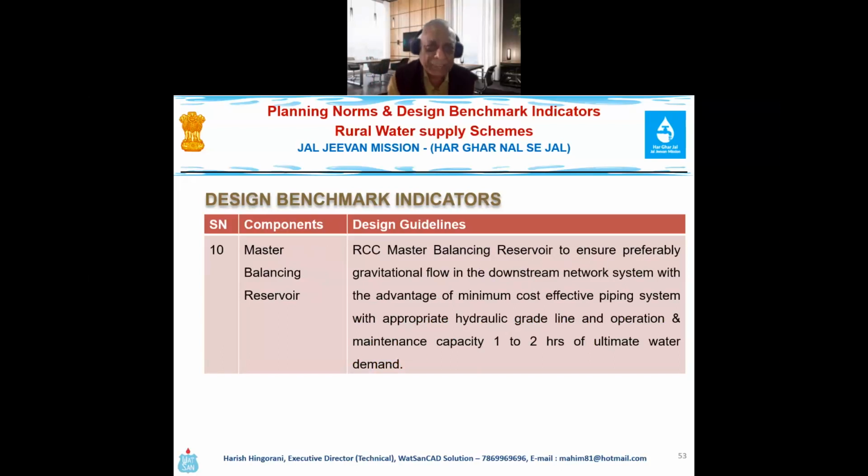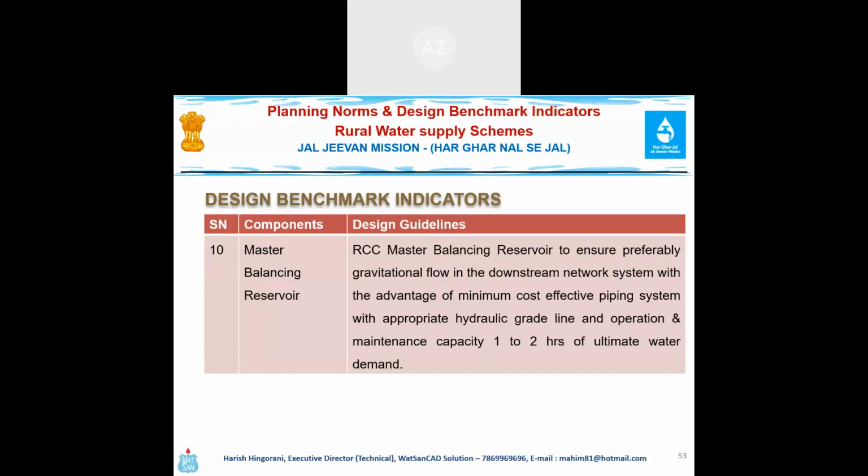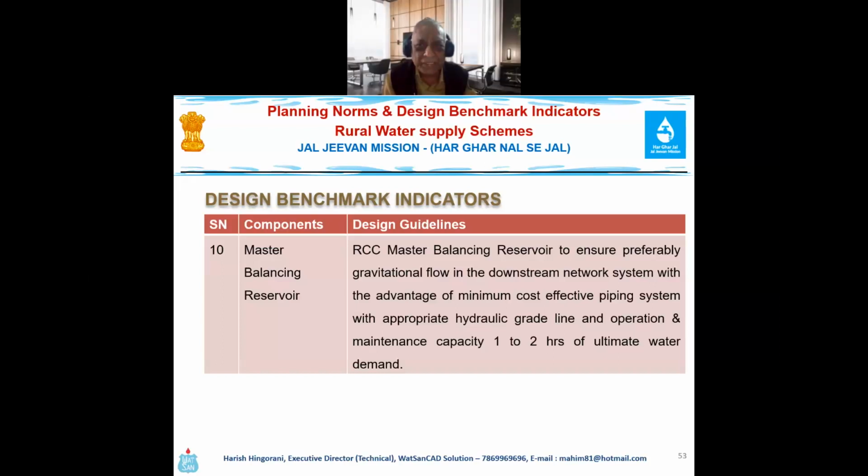In a multi-village water supply scheme, master balancing reservoirs are required to be provided, but the capacity required is limited to 1 to 2 hours as per requirement. The advantage of an MBR is that it creates a master balancing gradation of flow in the zone, and as per the requirement of zones, we can think of a number of master balancing reservoirs too.